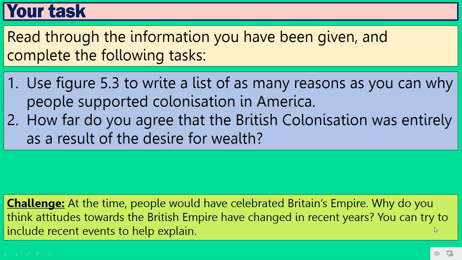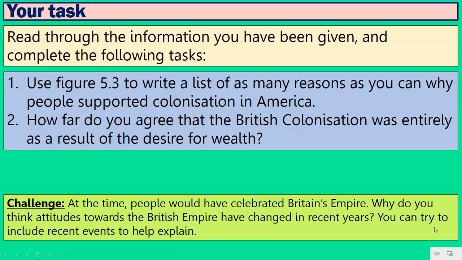So your next task is to think about how far you agree that British colonisation was entirely as a result of the desire for wealth. So what I mean there is, were people just colonising places for wealth, or were there other reasons? You might like to think about religious reasons. You might like to think about ideas of power over other countries as well. So think about why the British might want to colonise other places, and was it just for wealth?